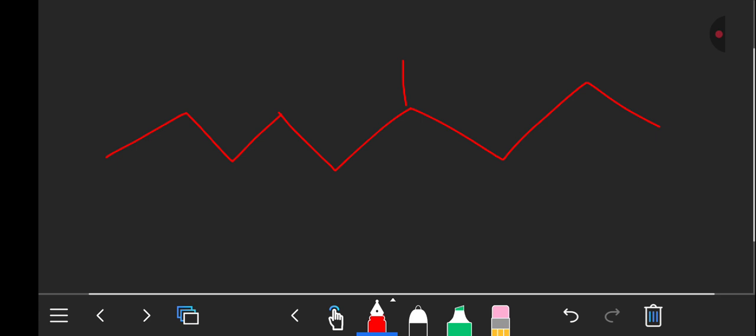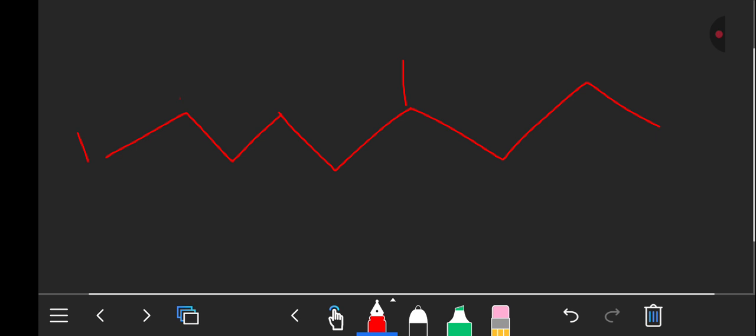So when you're naming this structure, the first thing you need to consider is to identify the longest carbon chain. You number it, the longest carbon to carbon chain. That is what you need to identify. So the longest, if you start numbering, you can number from either side.